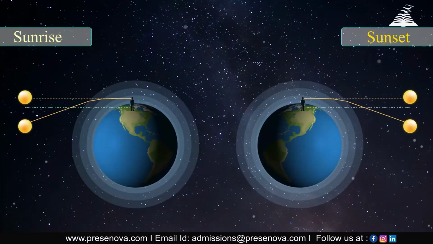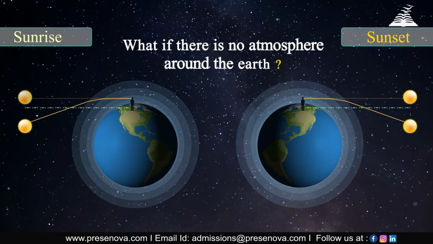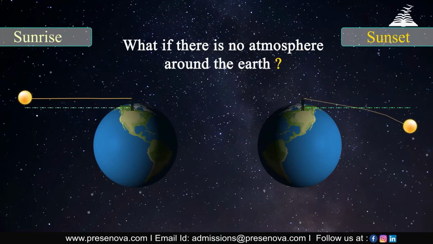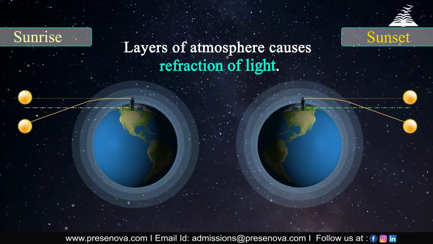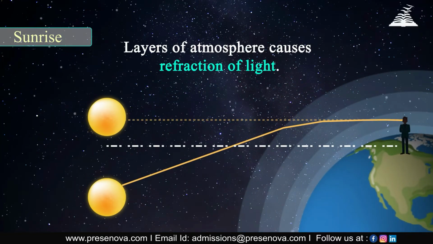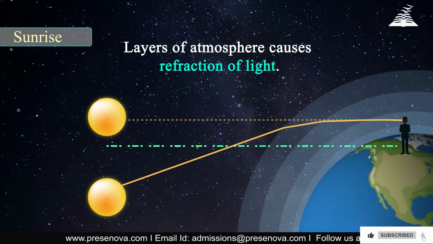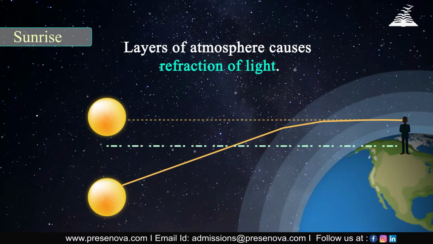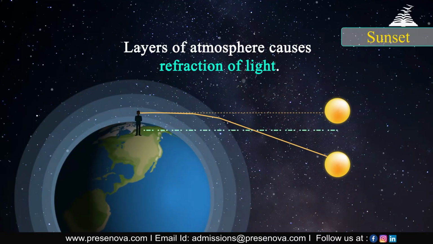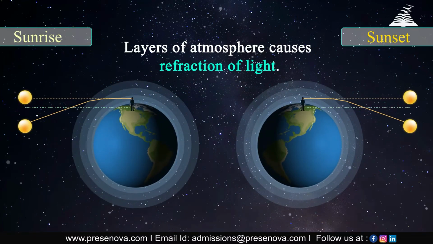Imagine you're standing on Earth and you're looking at the sunrise. If there was no atmosphere, we could see the sun only after it came up over the horizon. But the layers of atmosphere cause refraction of light. In this manner, the light bends towards us and reaches our eyes. This way, we can see the sun before the actual sunrise. Similarly, due to atmospheric refraction, we can see the sun even 2 minutes after sunset.